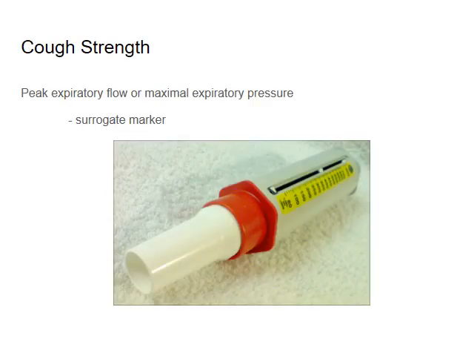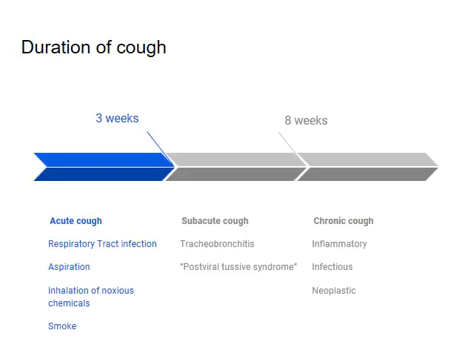Cough strength can be measured by surrogate markers. A peak flow meter, as shown here, measures expiratory flow. The duration of cough gives you an idea of the possible cause.